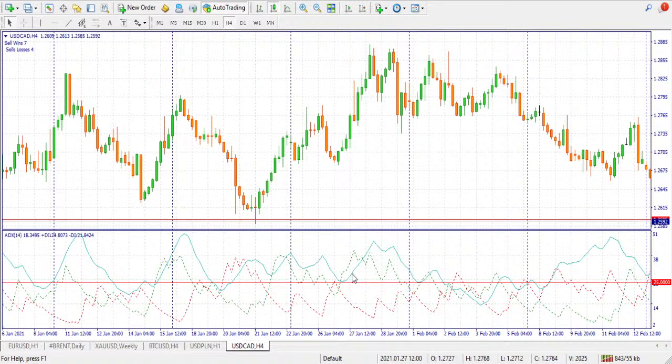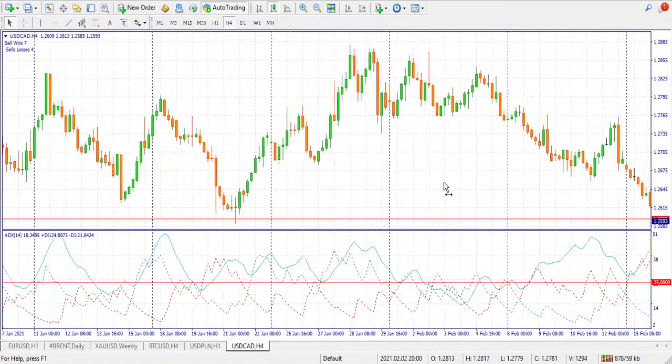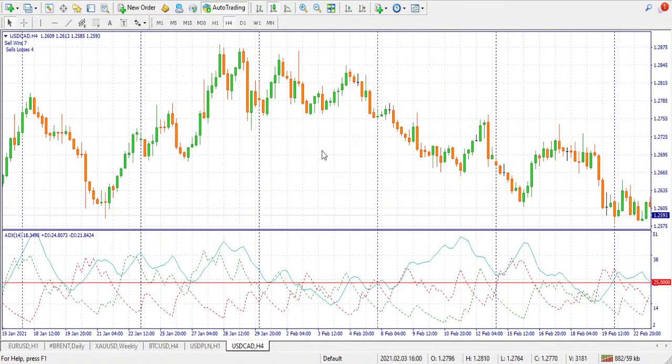So the blue line, this solid line: anytime you have the green line above the red line, and the solid line is above the level 25, that means we have an active uptrend. The first thing is we are in an uptrend, and how strong that trend is, is indicated by this blue line. The same thing applies when you're in a downtrend.